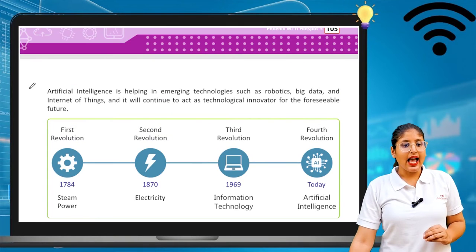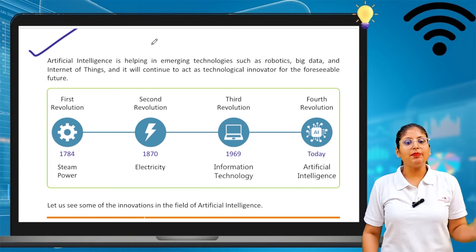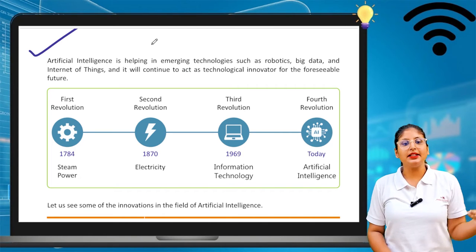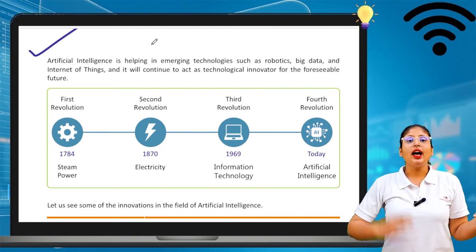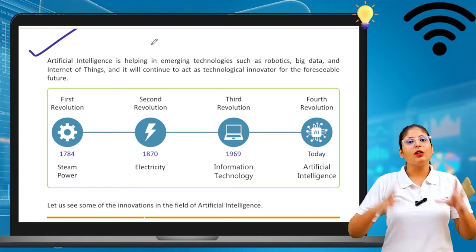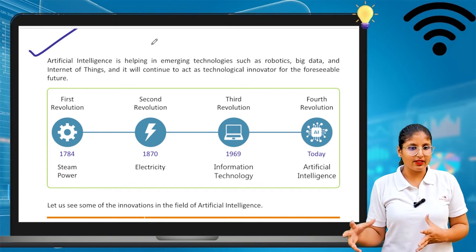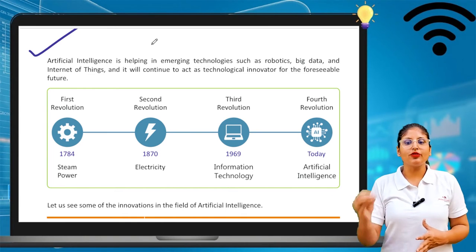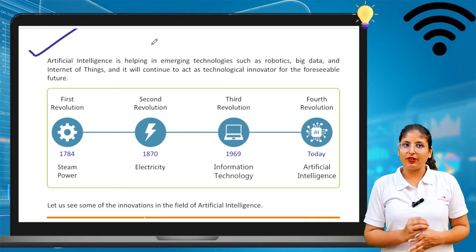Artificial intelligence is helping in emerging technologies such as robotics, big data, and the Internet of Things. With the help of artificial intelligence, we can see robots, big data, and the Internet of Things. And it will continue to act as a technological innovator for the foreseeable future.